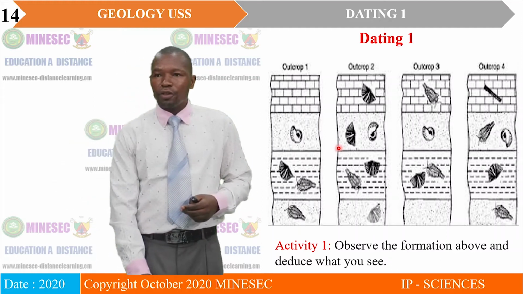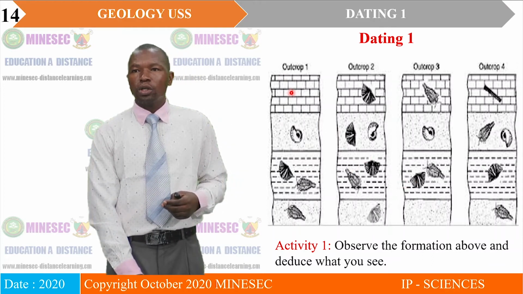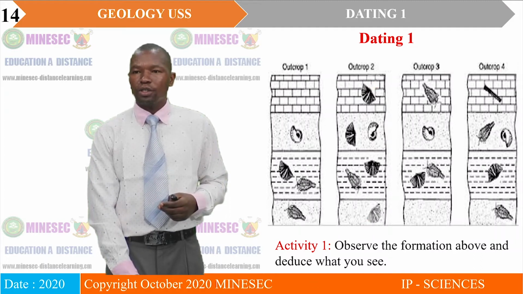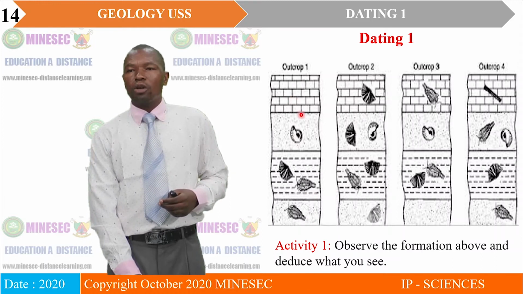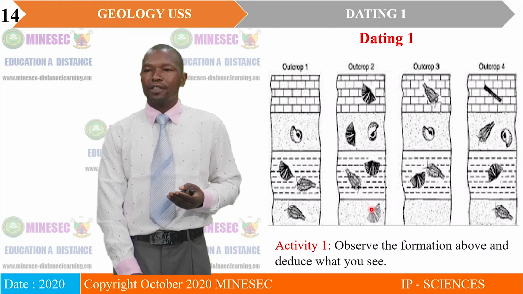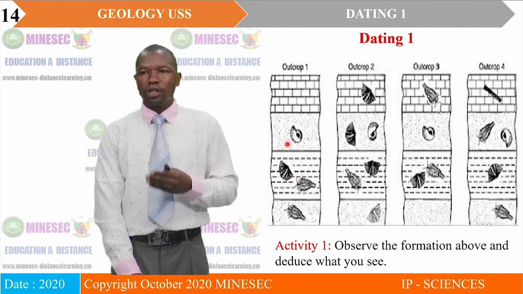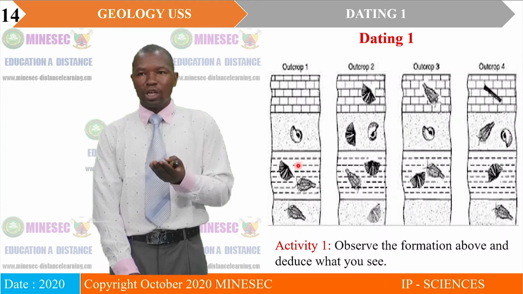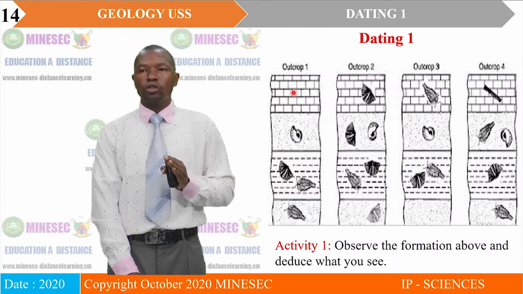You shall observe these rock formations that have been captured through outcrop 1, outcrop 2, outcrop 3, and outcrop 4. You observe and deduce the elements. You observe outcrop 1, you will realize that generally in all the outcrops, they are layered. And specifically, each layer has fossils. While some outcrops, like outcrop 1, have some layers not represented or without fossils.